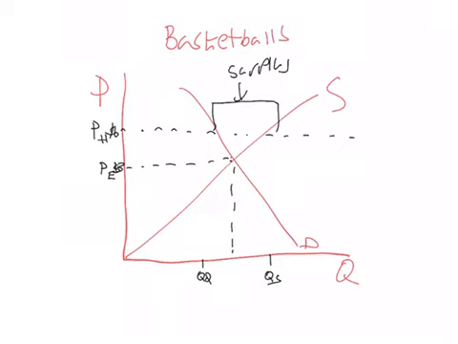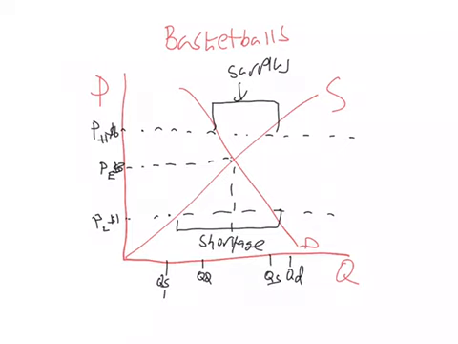Now, if the price of basketballs was right here at the low price, let's say at $1, the quantity supplied will be right here. The quantity demanded would be right here, which would result in a shortage. A shortage is found when the quantity demanded is larger than the quantity supplied, and the surplus is when the quantity supplied is larger than the quantity demanded. So there are a lot of leftovers.